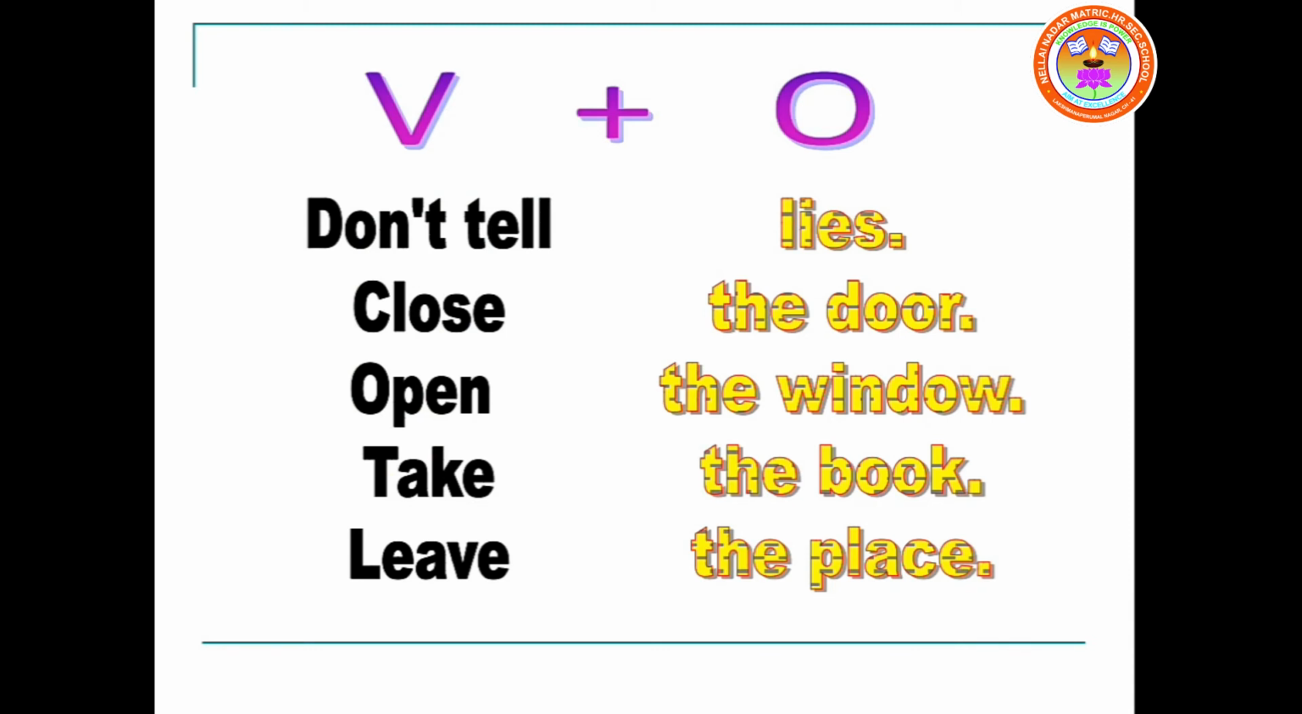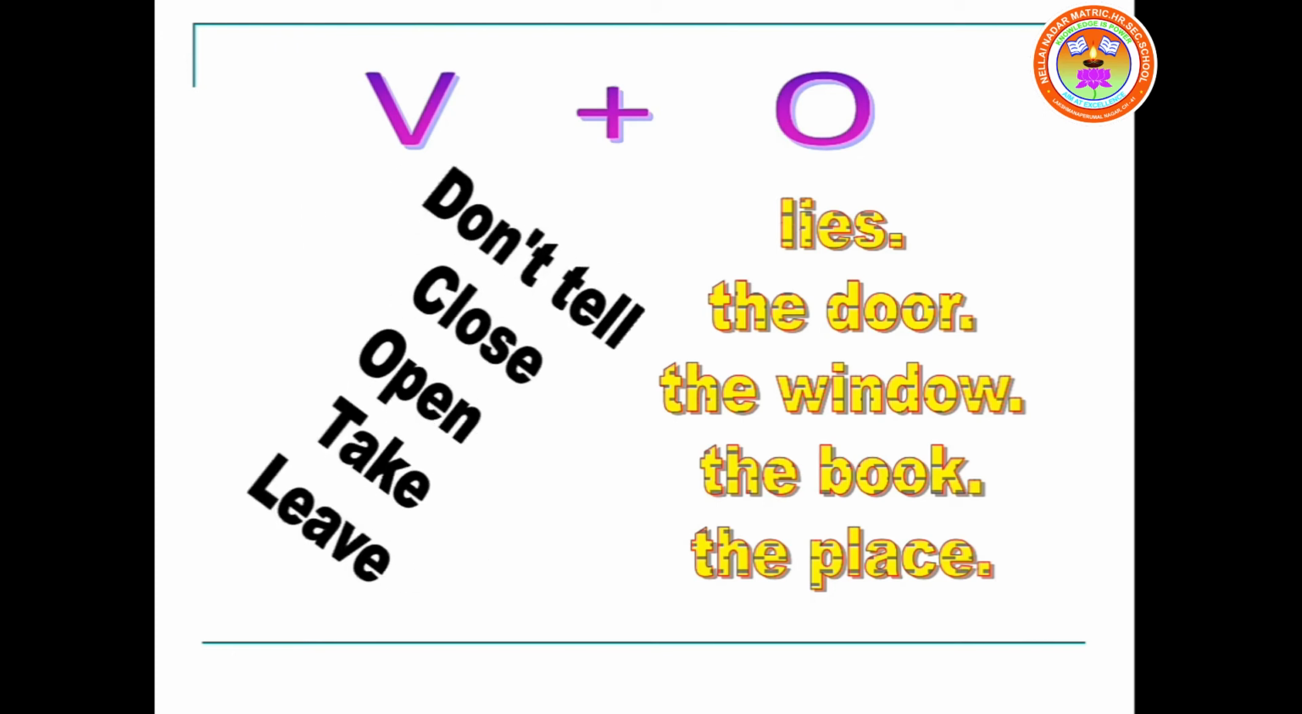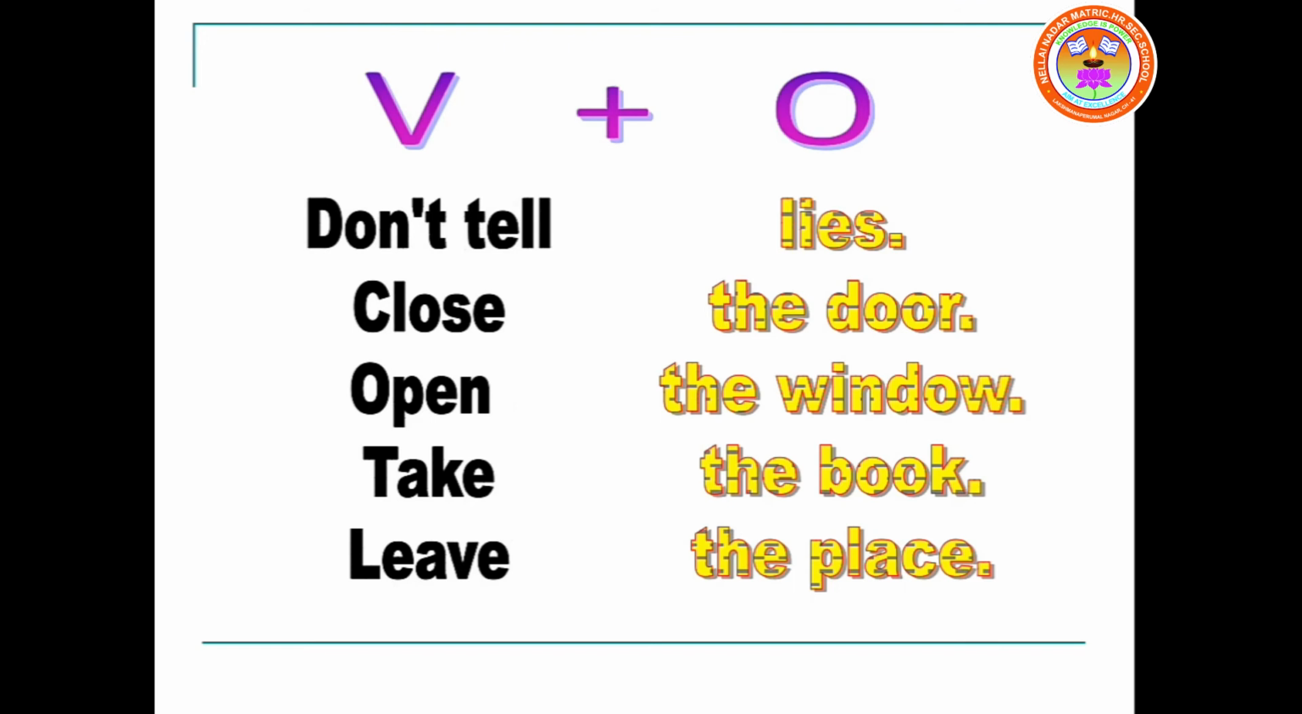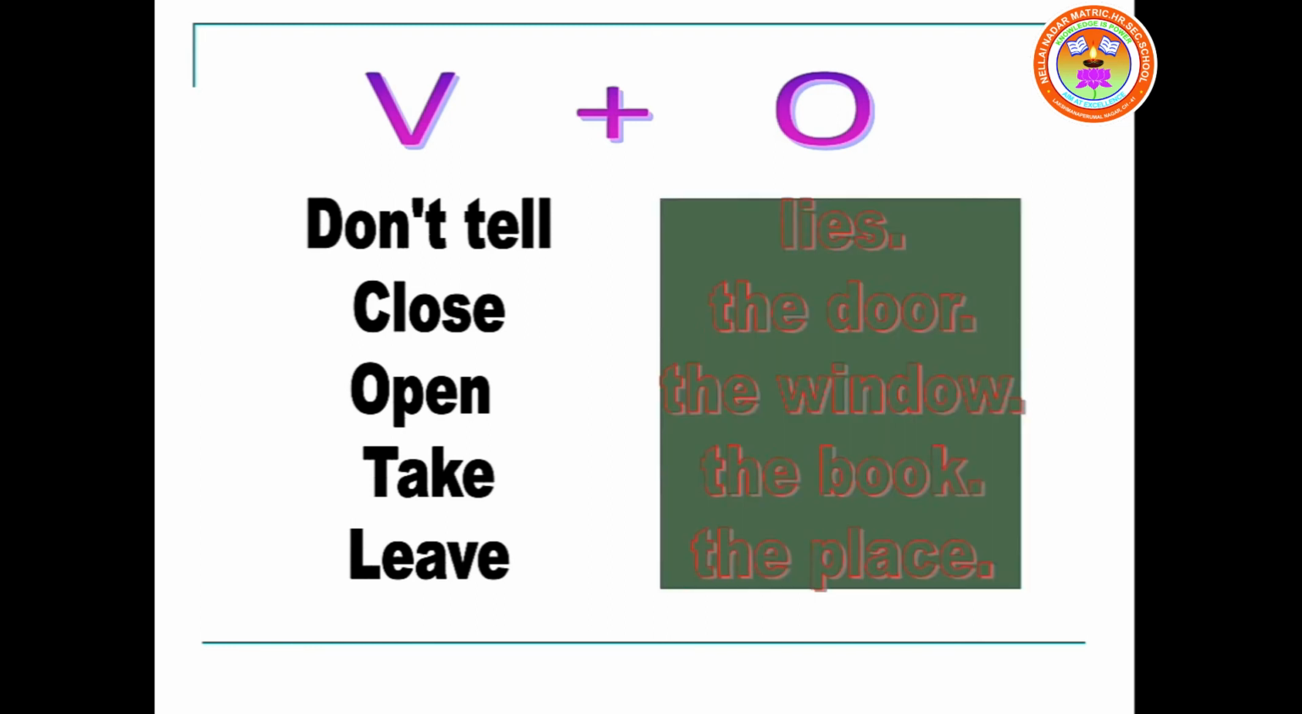Let us know some other rare patterns. First one, verb plus object, VO. Examples: Don't tell lies, close the door, open the window, take the book, leave the place. In these sentences, don't tell, close, open, take, leave are verbs. Lies, the door, the window, the book, the place are objects.